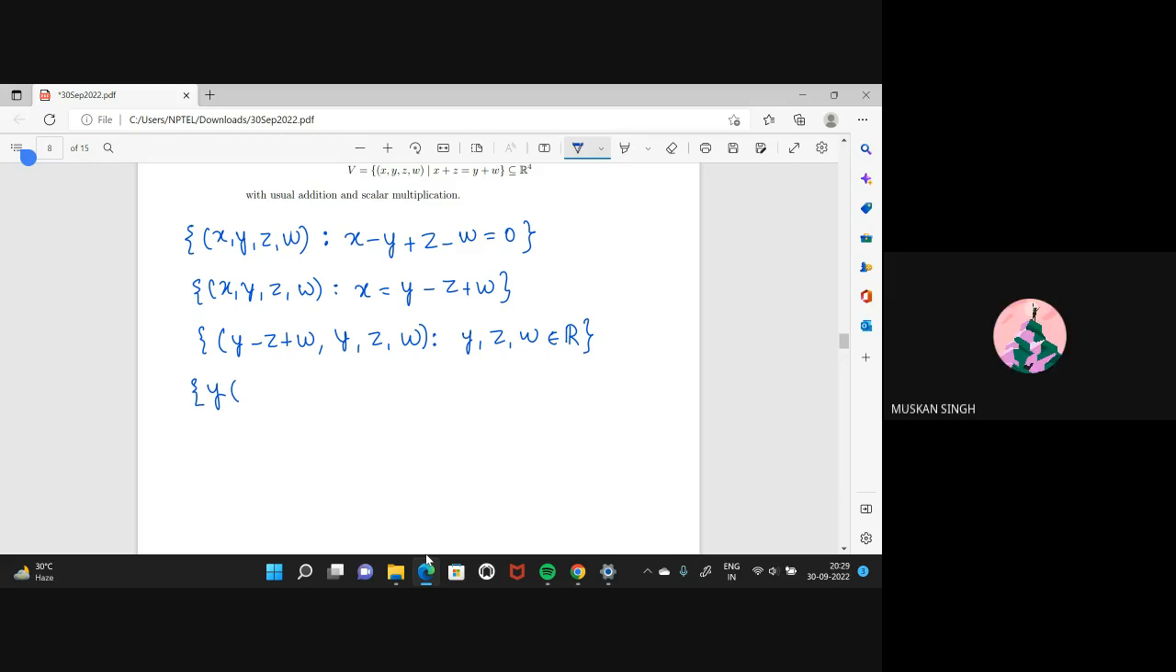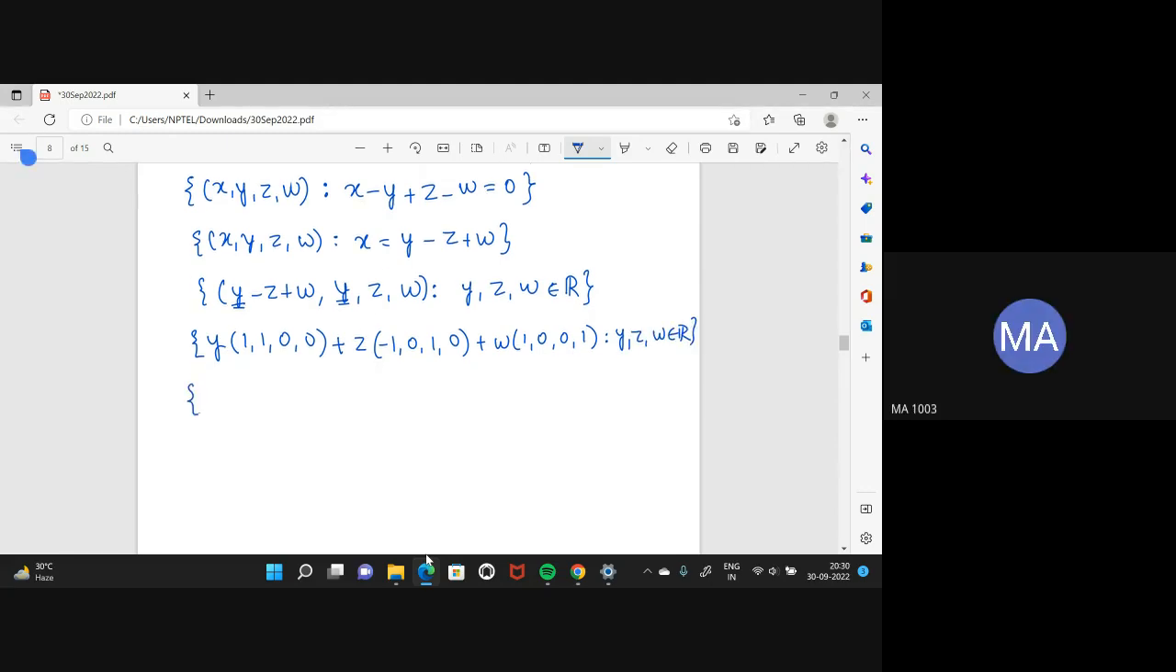No, y. There is a y here, there is a y here. Yes, 1, 1, 0, 0. And z times? Minus 1, 0, 1, 0. Plus w times? 1, 0, 0, 1. Yeah. And y and z and w can be anything.